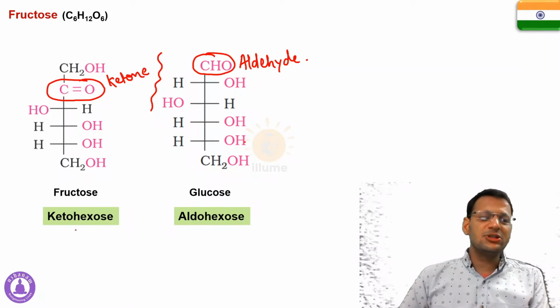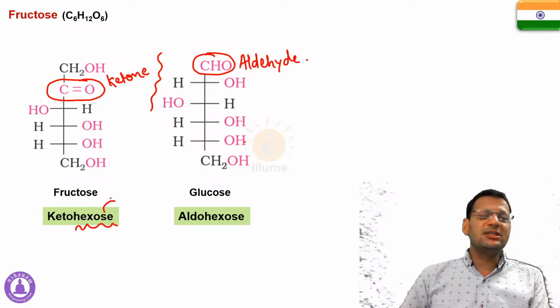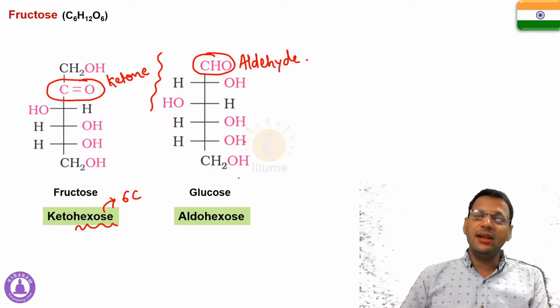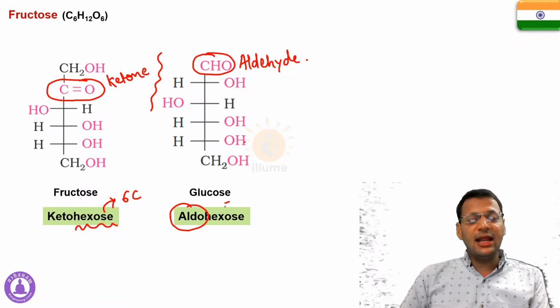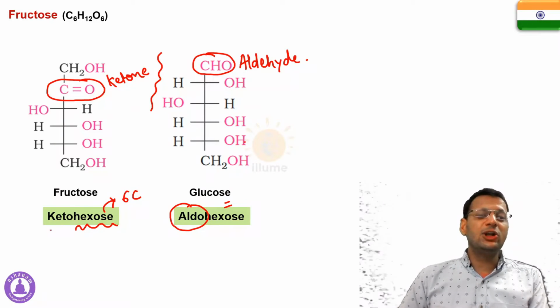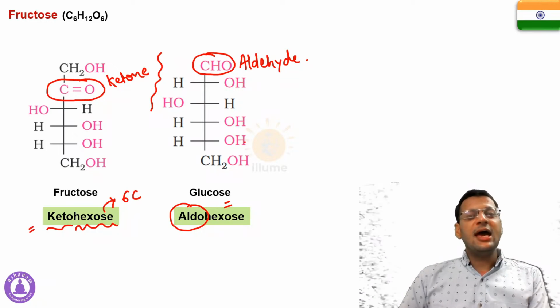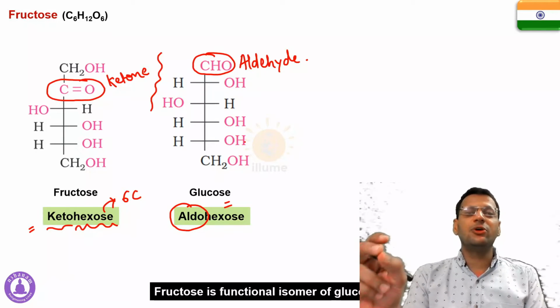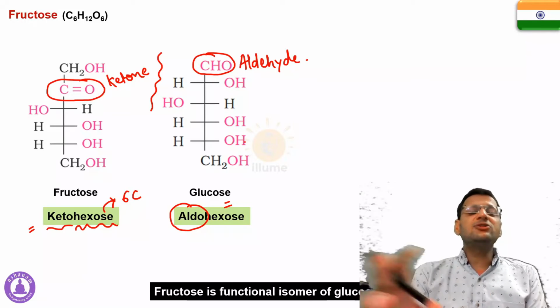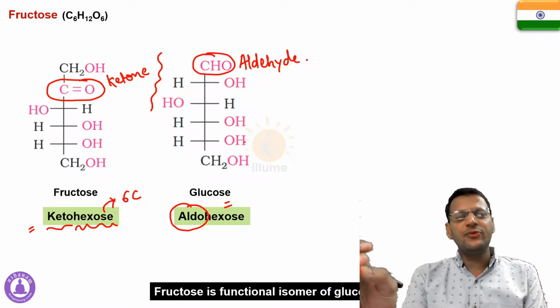Now what is a hexose sugar? Hexose sugar is a monosaccharide with 6 carbon in it. If it has got an aldehyde, then it is an aldohexose, and if it has got a ketone group, then it is a ketohexose. That means fructose and glucose are functional isomers of each other. Such kinds of isomers are called functional group isomers.